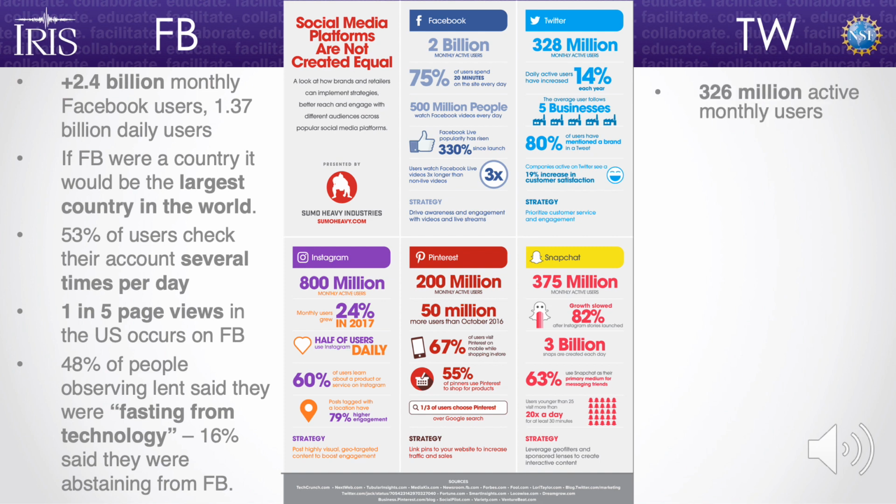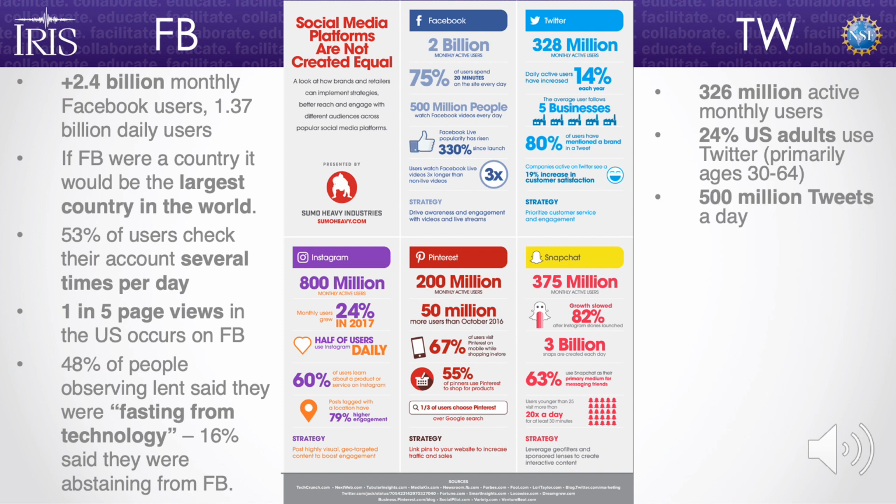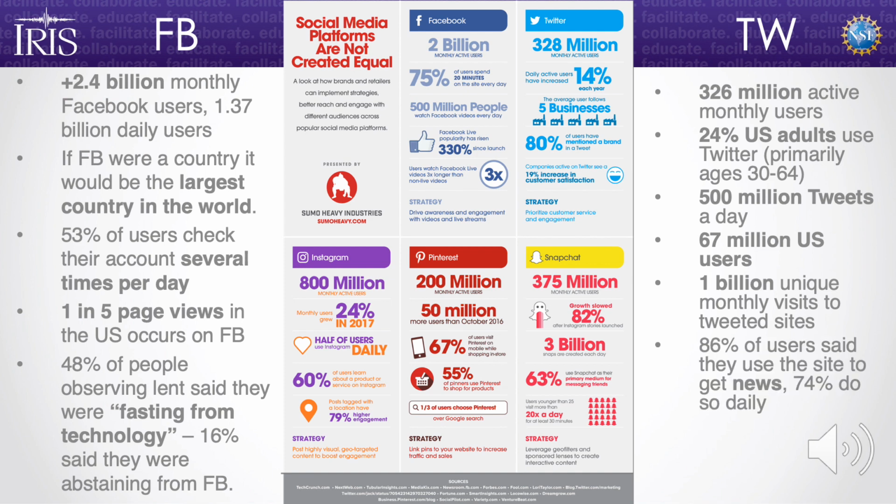Now, what about Twitter? There's about 326 million active monthly users. 24% of U.S. adults use Twitter, primarily the demographic of ages 30 to 64. There's almost more than 500 million tweets a day. There are 67 million U.S. users, 1 billion unique monthly visits to tweeted sites. 86% of users say they use this site to get news.